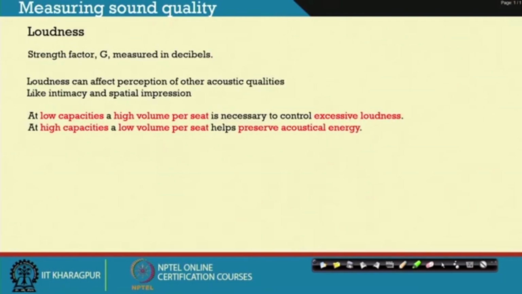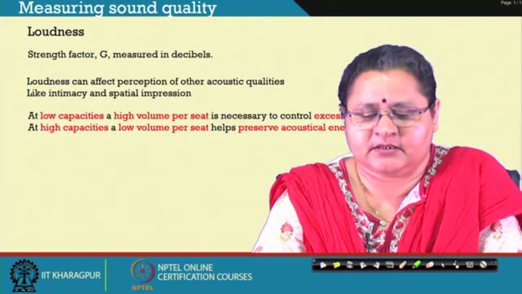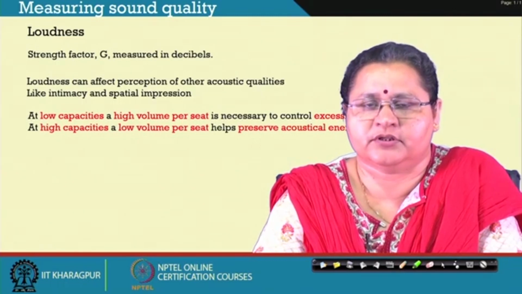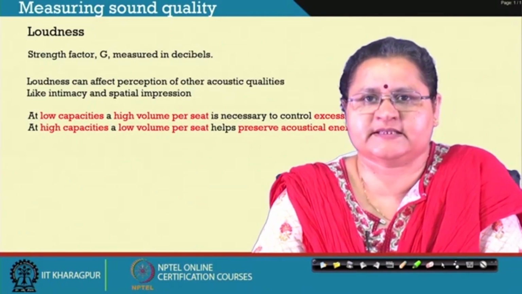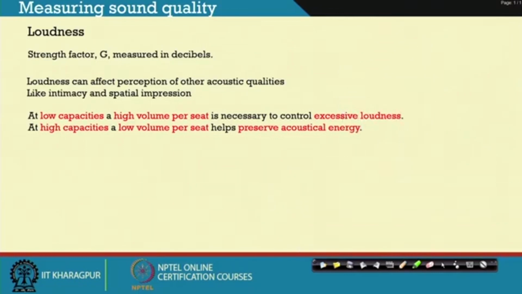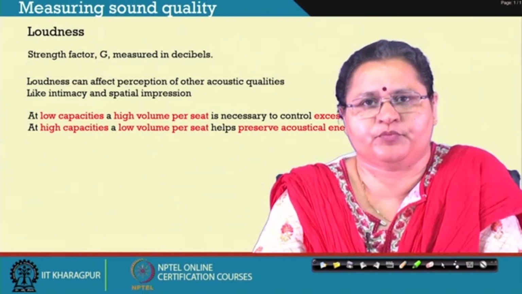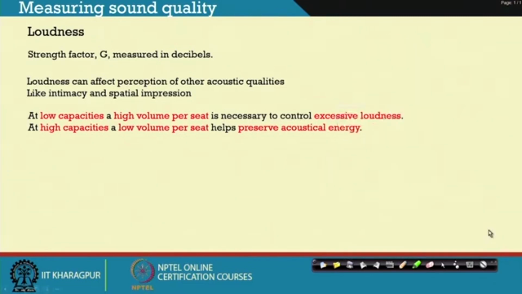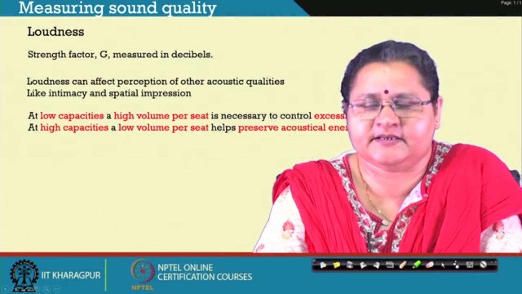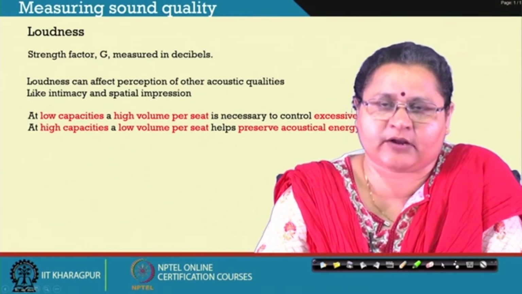auditorium will demand high volume per seat, and that will be necessary to control the excessive loudness. Say the source sound is very high and the volume is small, then the sound will create excessive loudness. So, you need high volume per person in small capacities, whereas in high capacities you need low volume per seat to preserve the acoustical energy. So, when it is high capacity, it is a challenging design. Within low volume, you have to accommodate your people.